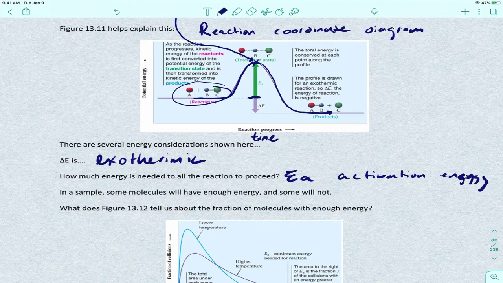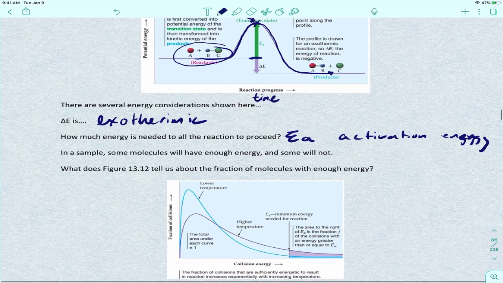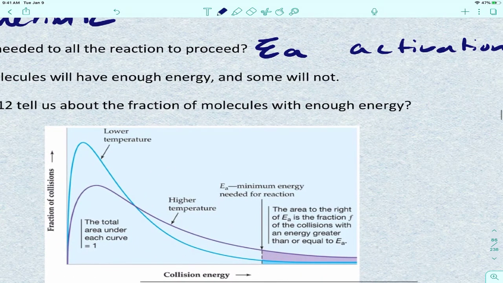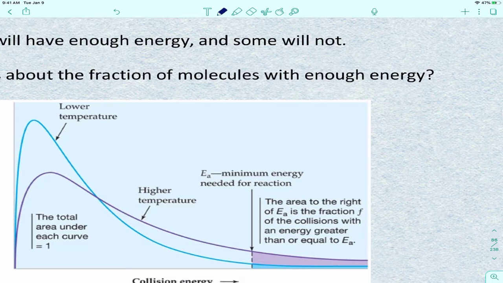Now in a sample, some molecules are going to have enough energy and some won't. This comes back to something we talked about with liquids, solids and solutions: depending on the temperature, you still need a minimum threshold in order to go from the liquid state into the gas state. The same thing applies here. Even at a given temperature, you're still going to have a fraction of molecules that won't have enough energy to get past that barrier.